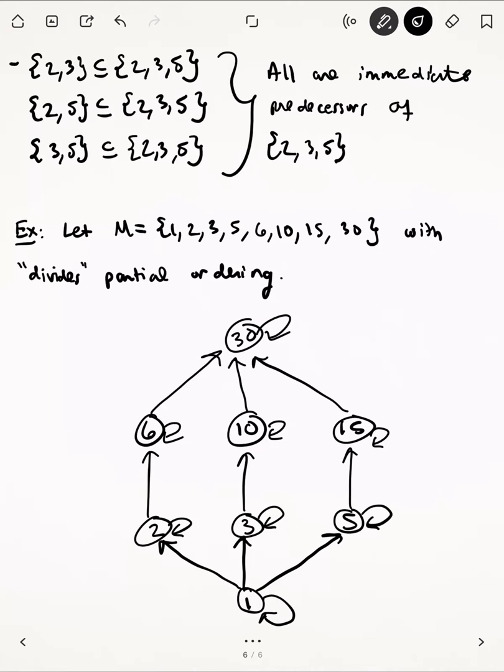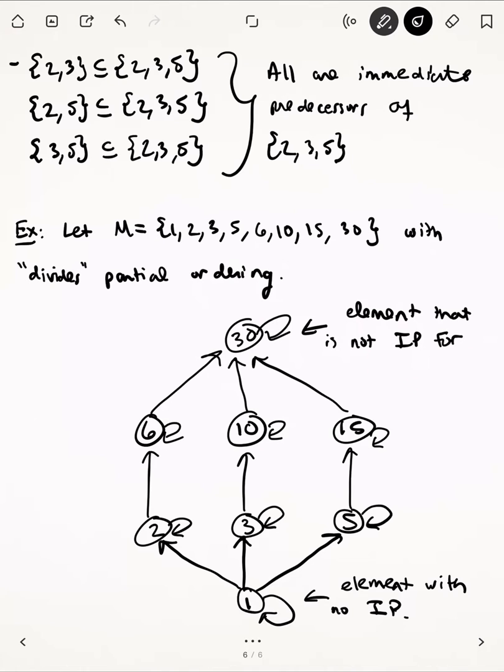And so a nice way to draw partially ordered sets is to again start at the bottom and put the element with no immediate predecessor, okay? And then in the row above, you draw all the elements that the element in the row below is an immediate predecessor for. So 1 is an immediate predecessor for 2, 3, and 5. And then in the row above the second row, you're going to write all the elements for which the elements in the second row are immediate predecessors. So 2, 3, and 5 are immediate predecessors for 6, 10, and 15. And then at the very top, you put the element that is not an immediate predecessor for any element.